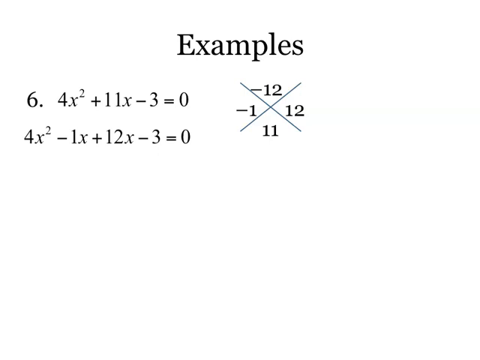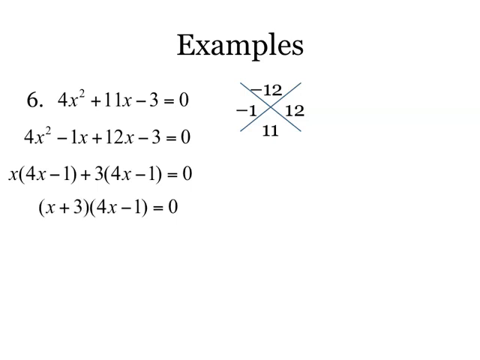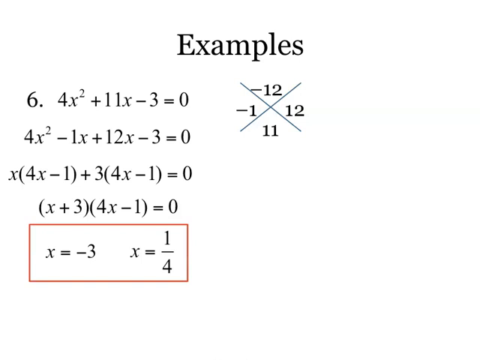All right, so now once you have the middle split, you can factor by grouping. So take the first two terms, factor out an x. Take the last two terms, factor out a 3. So we have x times (4x minus 1) plus 3 times (4x minus 1). And that leaves us with (x plus 3)(4x minus 1) equals 0. And then taking each of those, we have x equals negative 3 and x equals positive 1/4. And those are our two answers here.